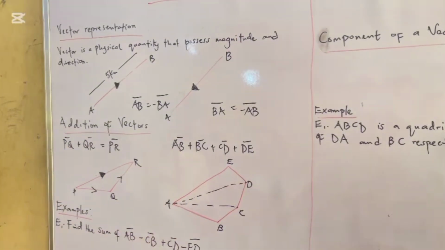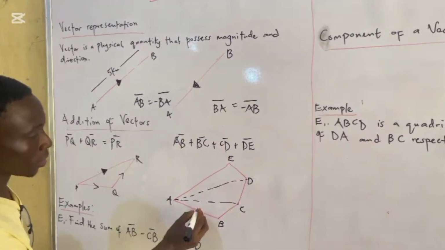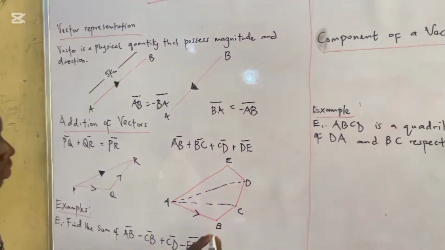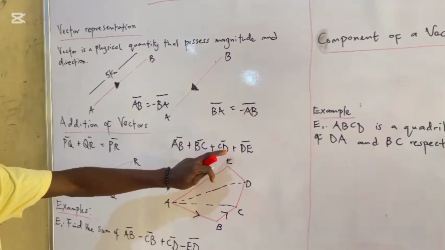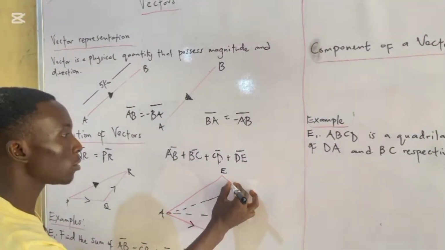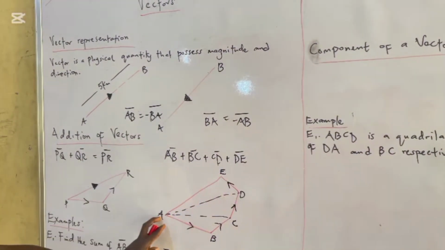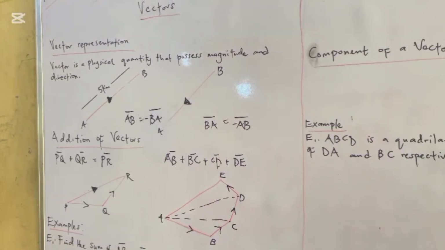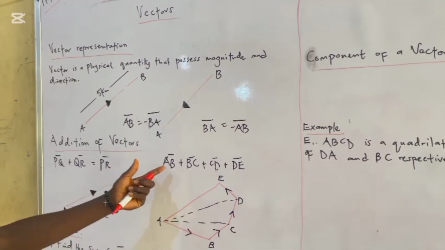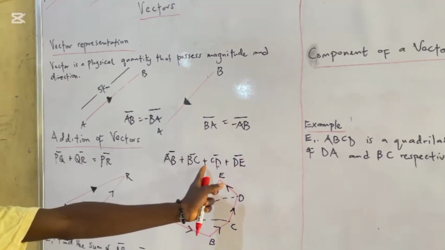So what is it telling us? Vector AB, this direction. Then vector BC, this direction. Vector CD, this direction. And vector DE, this direction. So the sum of all this will accumulate to give us vector AE. Right? If you are solving this also, you will see that AB plus BC, that's AC, then CD plus DE, that's CE.